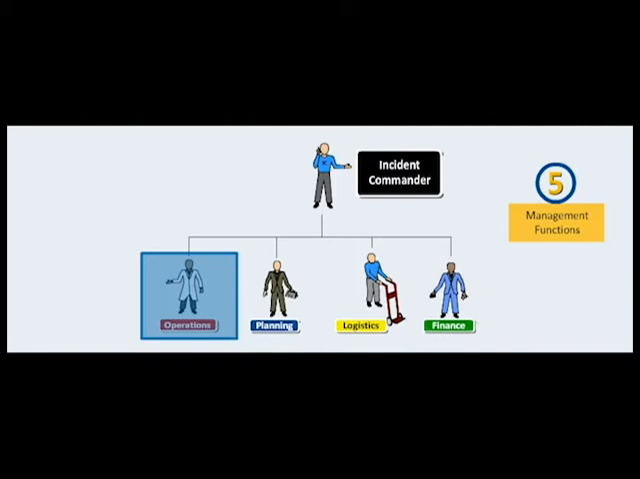The operations section chief establishes the best way to accomplish the objectives for each operational period and has direct involvement in the preparation of the incident action plan. Leadership of the operations section is a critical function for the ICS organization. This position is often considered as the second in command. Typically, the operations section chief is the person with the most knowledge and experience for the event impacting the hospital.